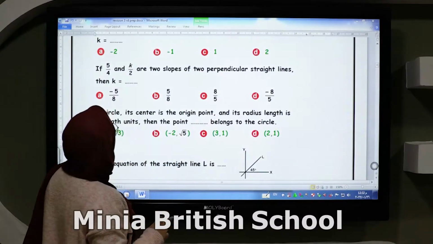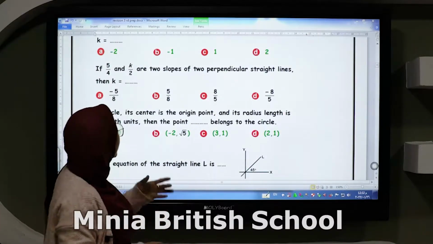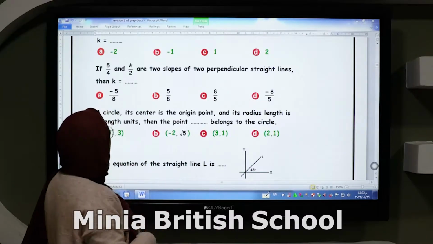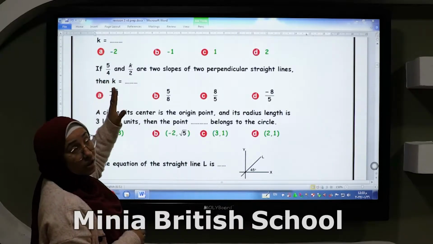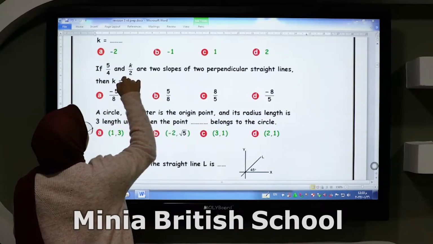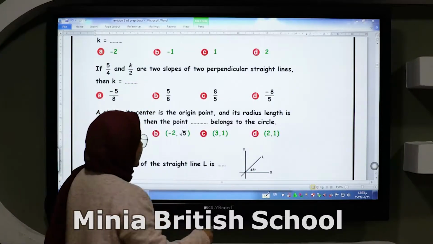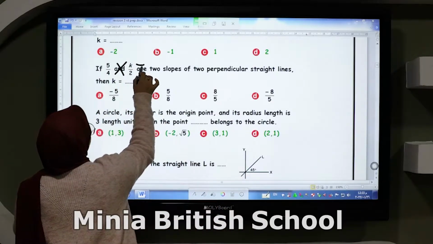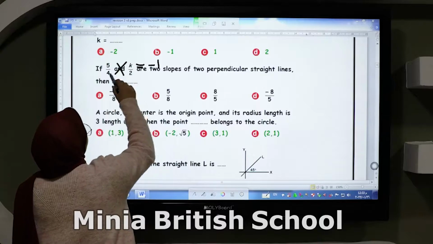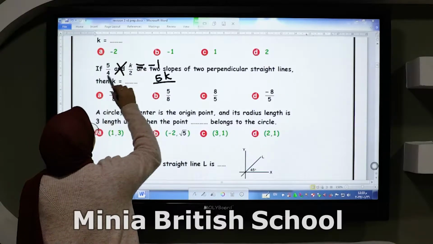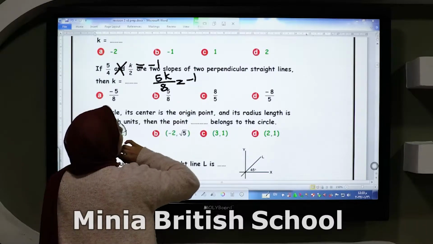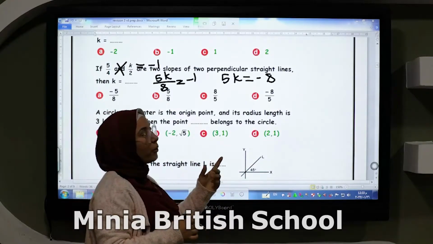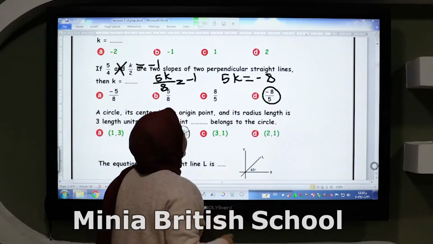The next one, if 5/4 and k over 2 are 2 slopes of 2 perpendicular straight lines, then k, the same like the first one, okay? Perpendicular, so the product of them equals -1. So here you can multiply them equal -1. Okay, now 5k over 8 equals -1. Then 5k equals -8. Then k equals -8 over 5.